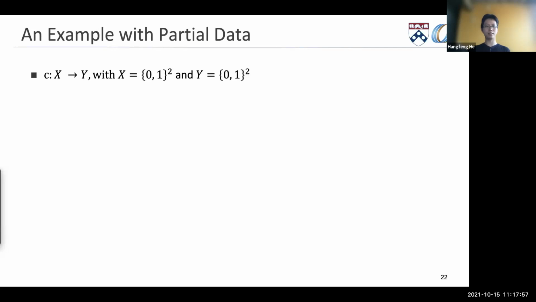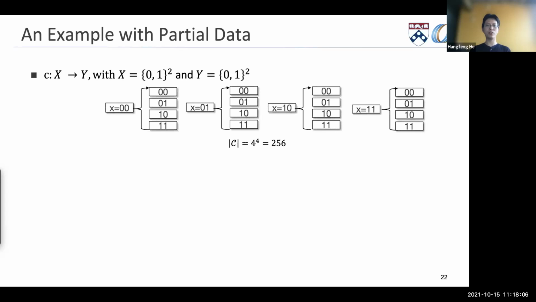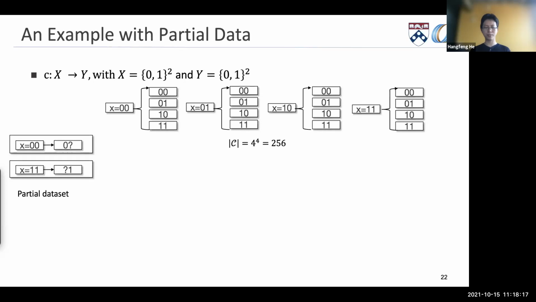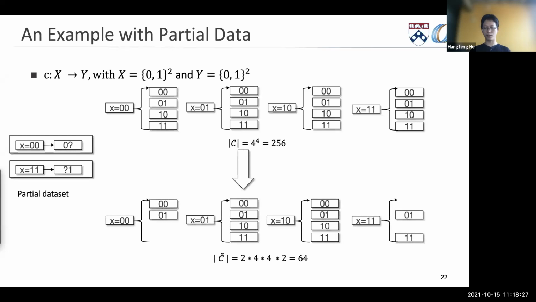Specifically, let's look at a structured prediction problem where X has two binary variables and Y also has two binary variables. If we know nothing about the concept class, then for every input, we will have four choices of outputs. But what if we know some partial labels? Even though we don't know the exact label for input 0, 0, we know the first label for 0, 0 is 0, and the second label for 1, 1 is 1. In this way, we can still filter out some unreasonable concepts.